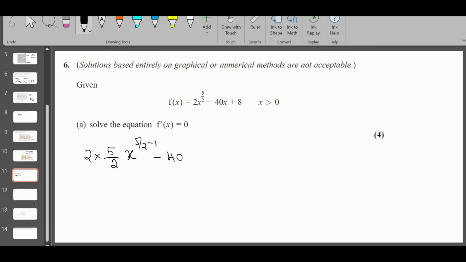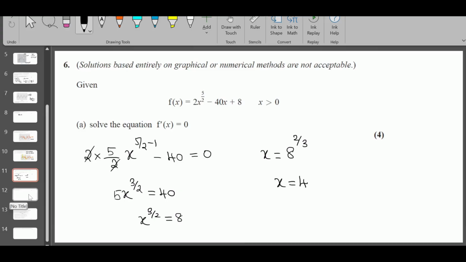40x becomes 40 is equal to 0. 2 can be cancelled. 5x power 3 over 2 is equal to 40. X power 3 over 2 is 40 over 5, which is 8. So x is equal to, you put the power on the other side, it becomes reciprocal, 8 power 2 over 3. 8 is 2 cube, so the 3 will be cancelled. 2 square is 4. That's all. Just an easy 4-mark question.